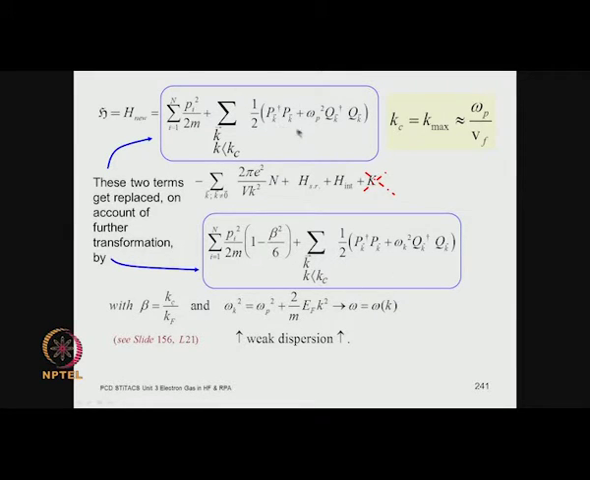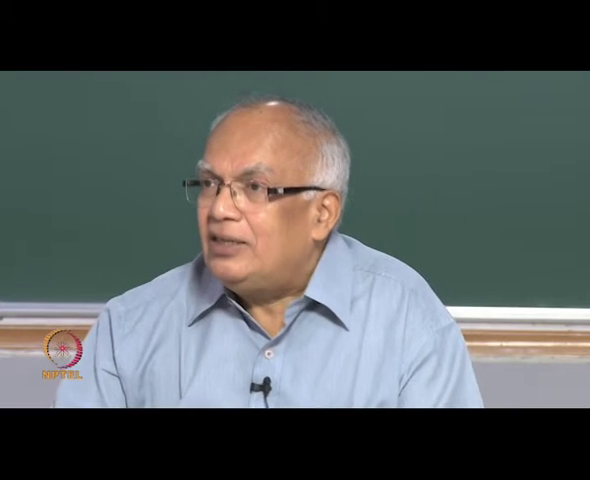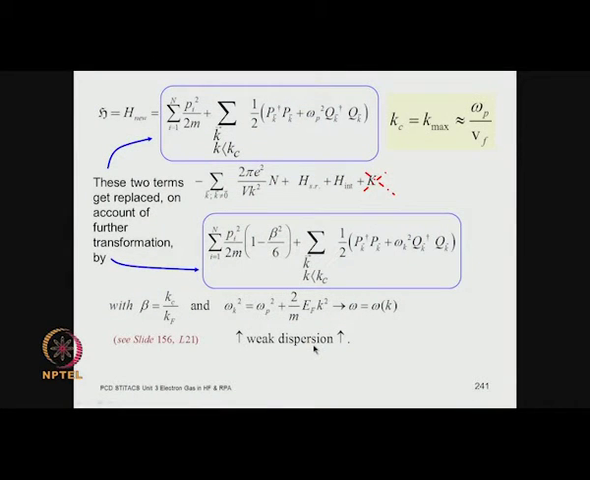And you get a different Hamiltonian over here, which again happily looks like a harmonic oscillator, but with a slightly different frequency, which is not omega p square, but omega p square plus a quadratic function of k. So, this becomes dispersive. It is weakly dispersive, but you get a harmonic oscillator again. Okay. So, this is the transformation which is useful.